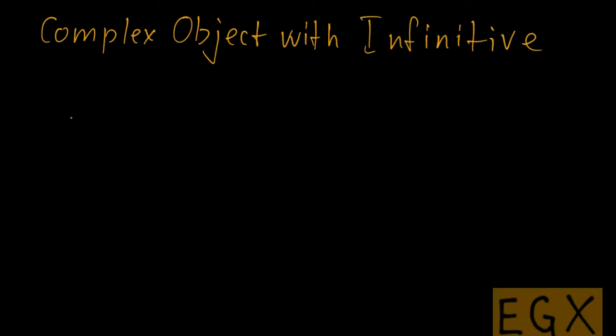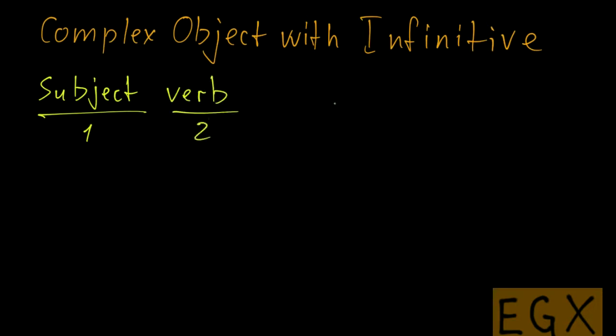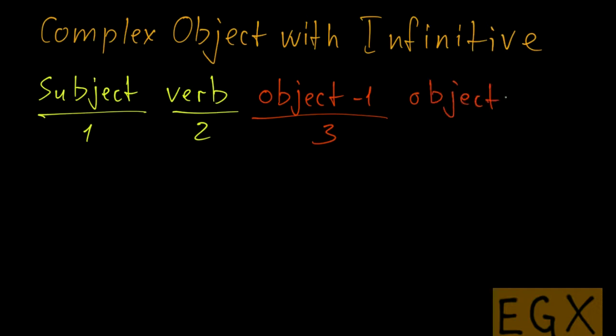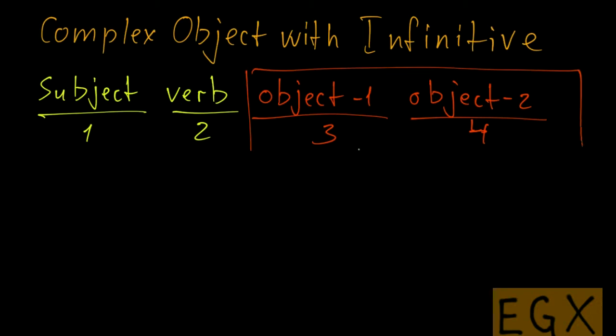Let me remind myself what a complex object is. This is a sentence with the subject in the first place, then the verb in the second place, then object number one in the third place, and then object number two. It can be an infinitive, it can be a participle, and that's it. This is the complex object.